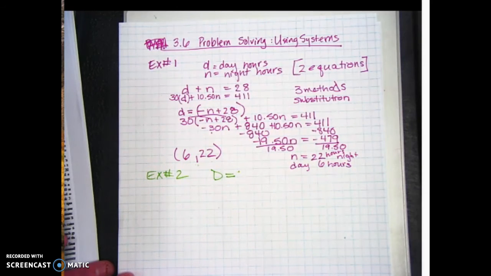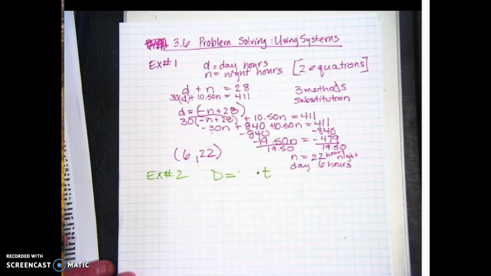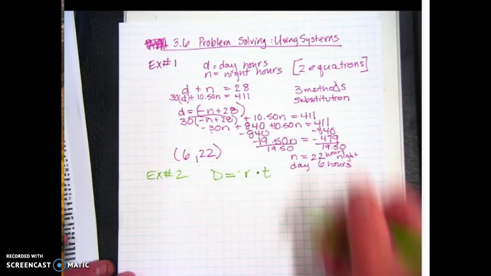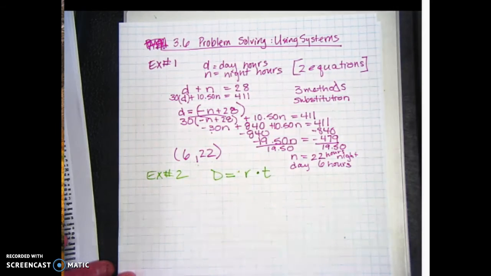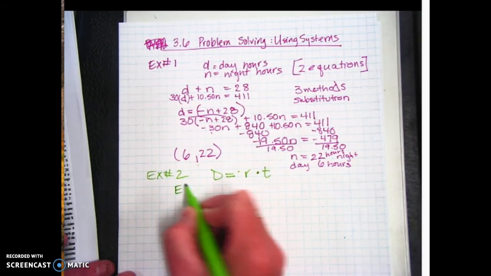Oh, no one knows this one? Right. Okay, so something times time. Rate. So distance equals rate times time.